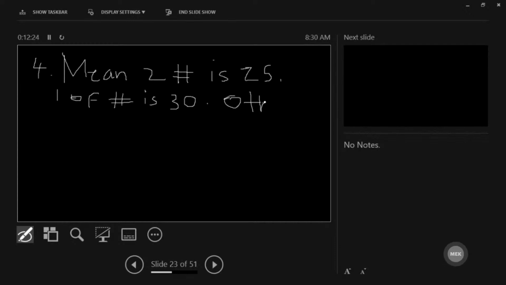So let me hear some ideas how you would solve this problem. Tell me how you would approach this problem in the chat. The mean of two numbers is 25. One of the numbers is 30. How are we going to find the other number? Let me hear your ideas.